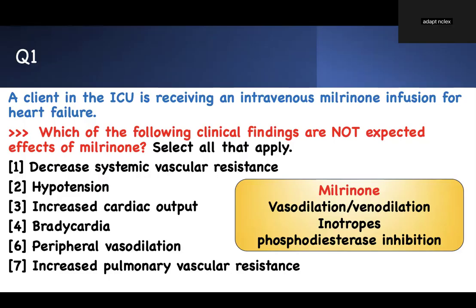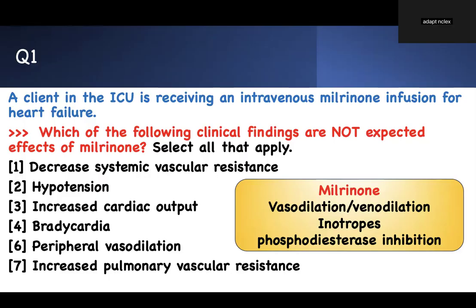Bradycardia is not associated with Milrinone. It may cause tachycardia, reflex tachycardia. So number 4 is wrong. Peripheral vasodilation is the same thing as decreased systemic vascular resistance. Sometimes the test makers give you this information. They want to test your knowledge. 1 and 6 are saying the same thing.